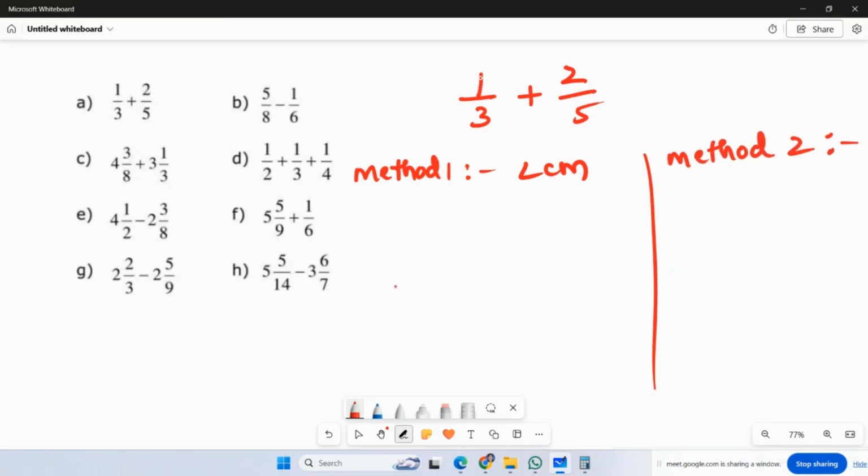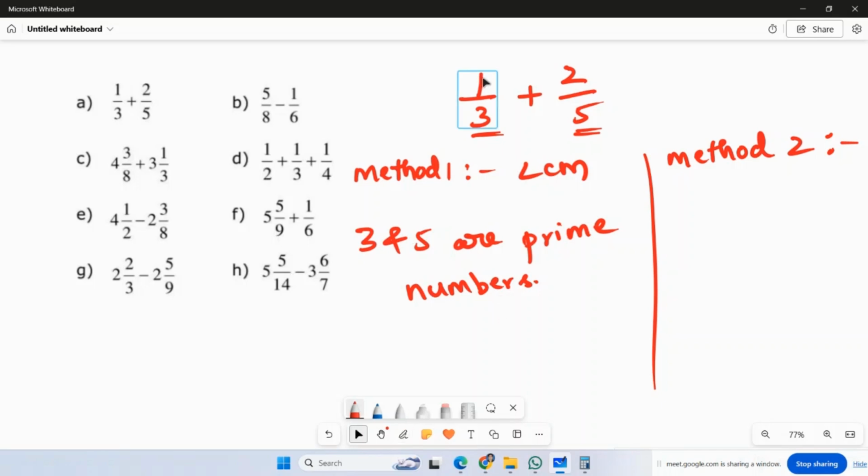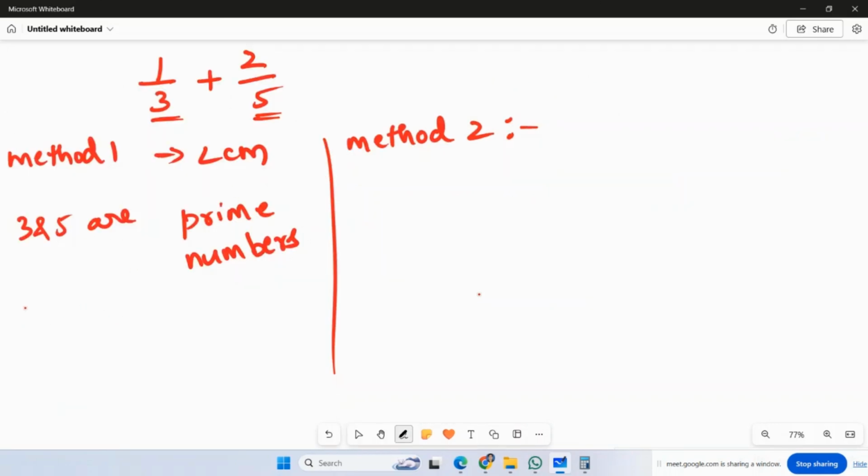Let's learn Method 1 first. The denominators are 3 and 5. The LCM of 3 and 5: 3 and 5 are prime numbers. The LCM rule is, if the numbers are prime numbers, the LCM of the two numbers is their product. Here the LCM is the product of both denominators because 3 and 5 are both prime numbers. Their LCM is 15, because 3 times 5 is 15.